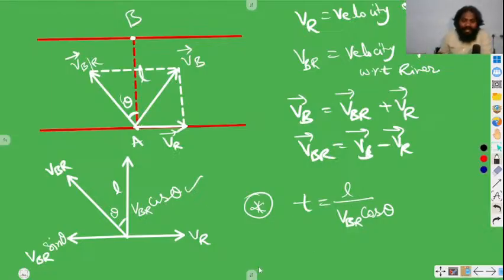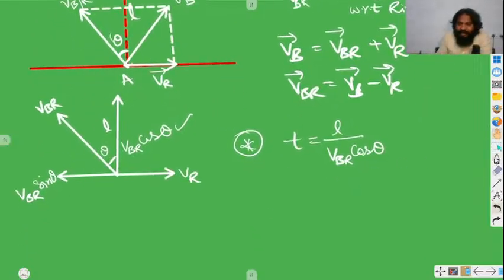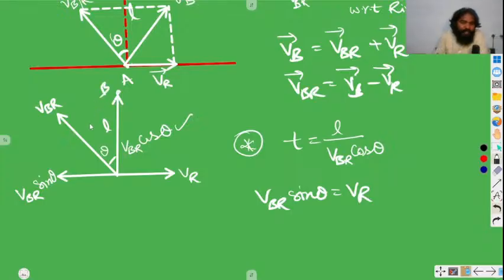And the second point you have to remember is this VBR sin theta. What is VBR sin theta? It is one of the components of your effort. If this VBR sin theta is exactly opposite to the river, and VBR sin theta is equal to VR, then what happens? Exactly, you will reach the point directly opposite to B, because you are exactly opposing the river velocity, meaning your drift becomes zero. This is the condition for drift to become zero.